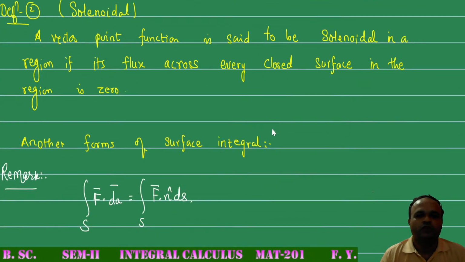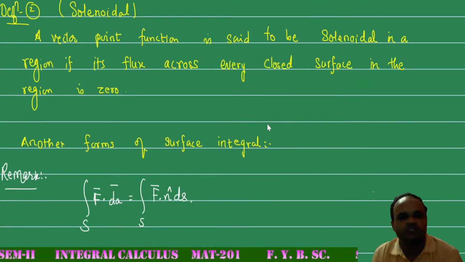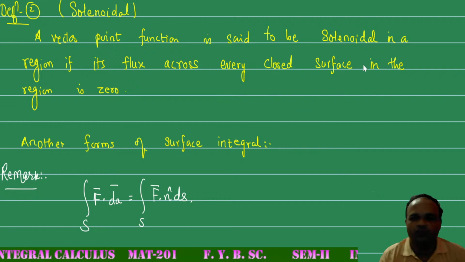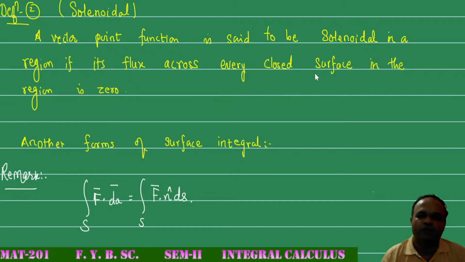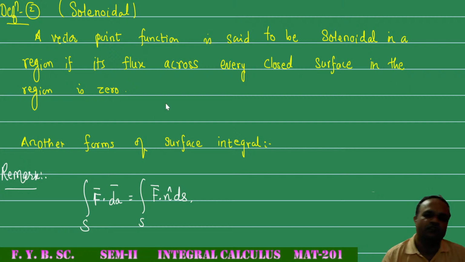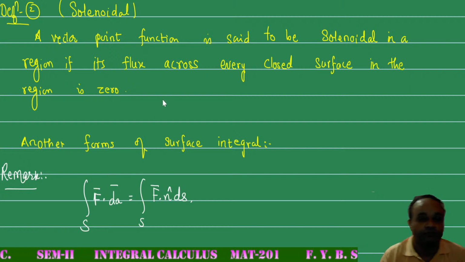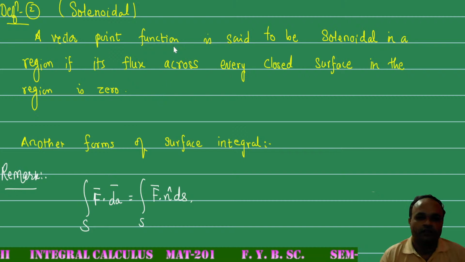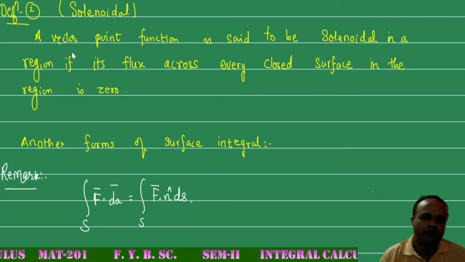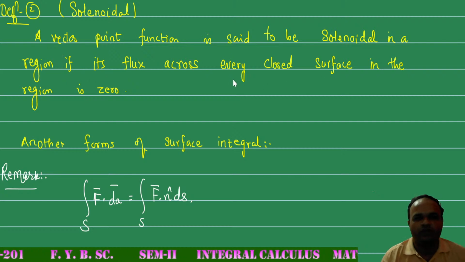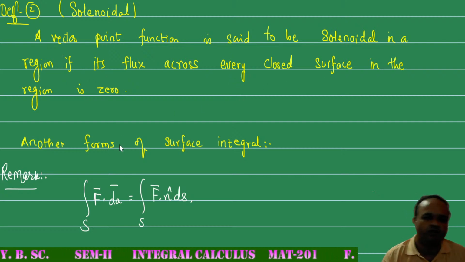So what is a solenoidal vector point function? A vector point function is said to be solenoidal in a region if its flux across every closed surface in the region is zero. So again, like an irrotational vector point function, here it is solenoidal. If its flux is zero, then it is called a solenoidal vector point function.